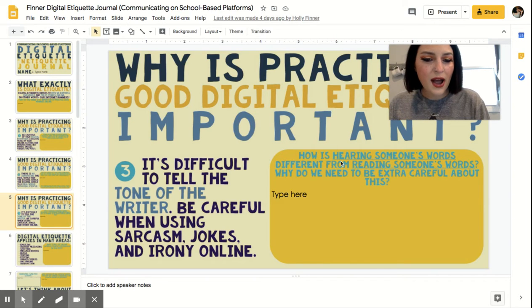I want you to think about, how is hearing someone's words different from reading their words? And why do we need to be extra careful about this? Again, 3+ sentences, pause and respond.